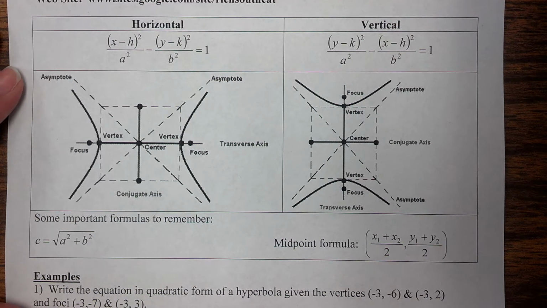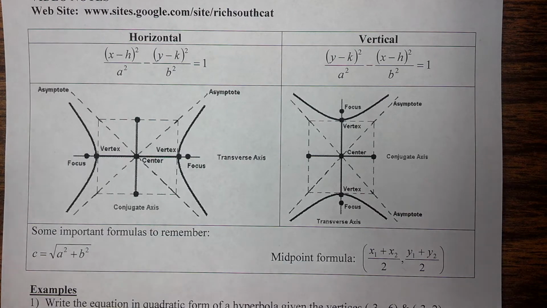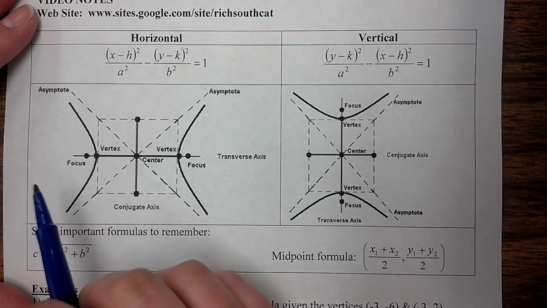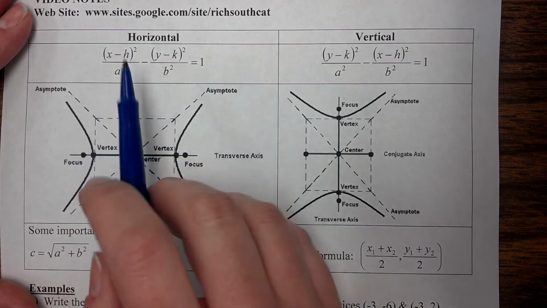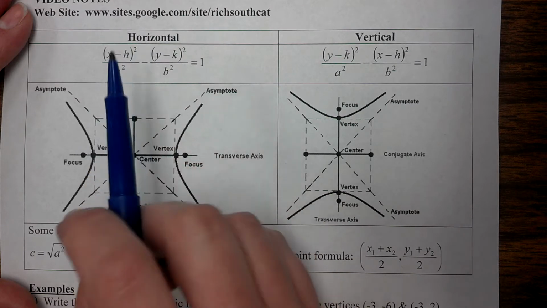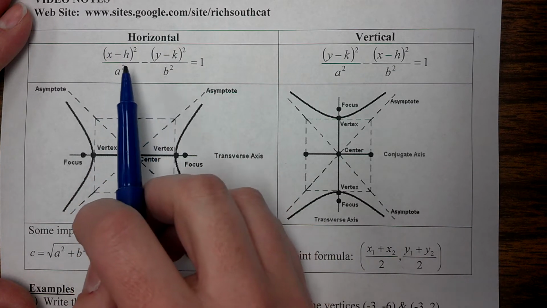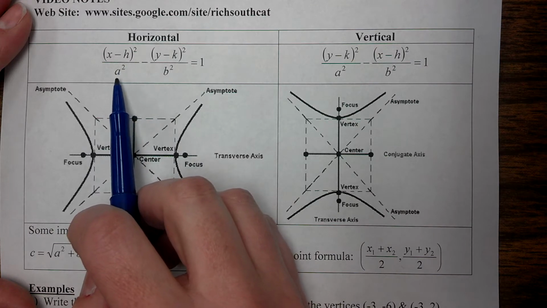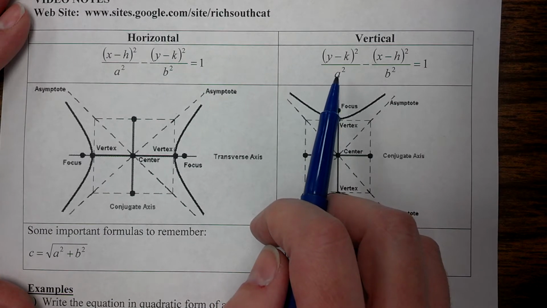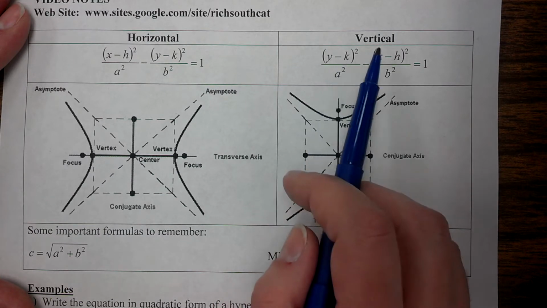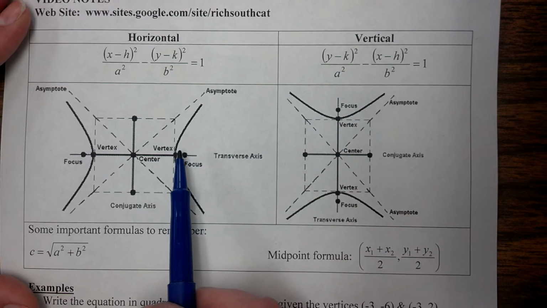Okay, today's video is on writing equations of hyperbolas, and we're going to put our answer in quadratic form. Let's review some things about hyperbolas. First of all, if it's a horizontal hyperbola, x is going to be the first variable. A squared and b squared, remember, a squared is always the first denominator. Same thing for vertical. A squared is the first denominator. But if it's a vertical hyperbola, then y is first. So we've got to keep that in mind.